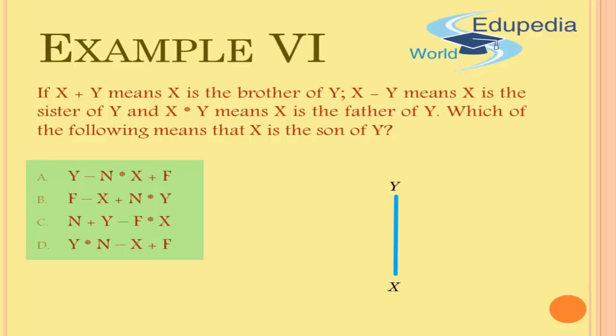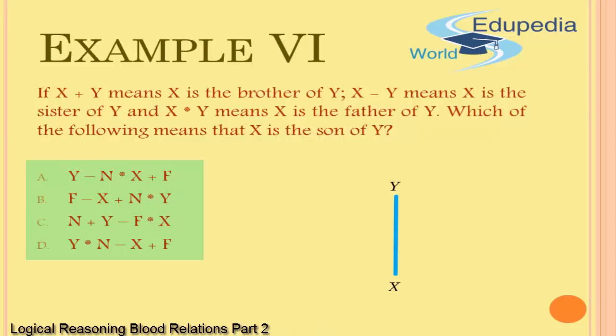N plus y minus f plus x. So n plus y means n is the brother of y, so both are in the same generation. Y minus f means that y is the sister of f. So n, y and f are in the same generation. And f asterisk x means that f is the father of x. So x is one generation below n, y and f.